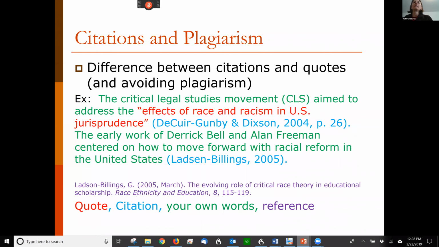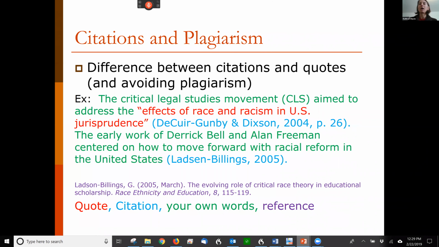So you see in green there, the critical legal studies movement aimed to address the effects of race and racism in US jurisprudence. So down at the bottom, you can see a list of what these things are, right? In the green, it should be your own words. That means it's completely your own words. Like you are not looking at someone else's article as you write these words. You have digested it and you are regurgitating it for this purpose, all right?